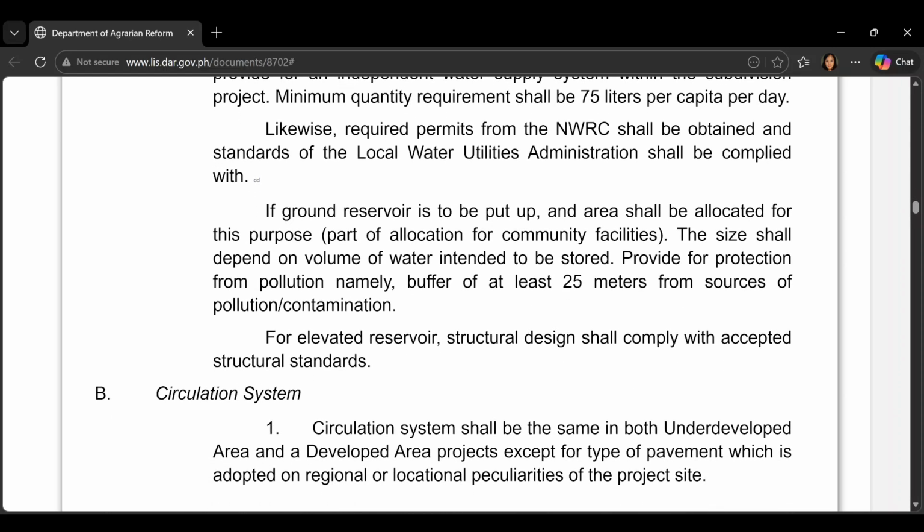Likewise, required permits from the NWRC shall be obtained and standards of the Local Water Utilities Administration shall be complied with. If a ground reservoir is to be put up, an area shall be allocated for this purpose, part of the allocation for community facilities. This size shall depend on the volume of water intended to be stored. Provide for protection from pollution, namely, a buffer of at least 25 meters from sources of pollution contamination. For elevated reservoir, structural design shall comply with accepted structural standards.